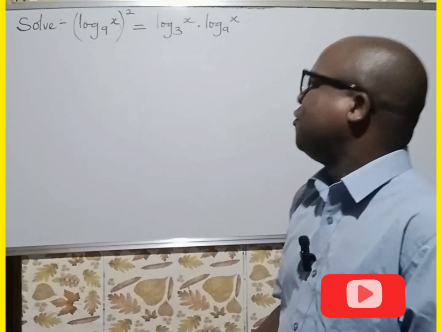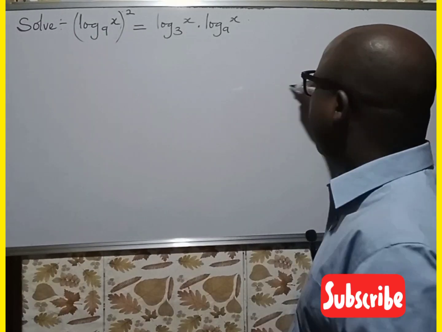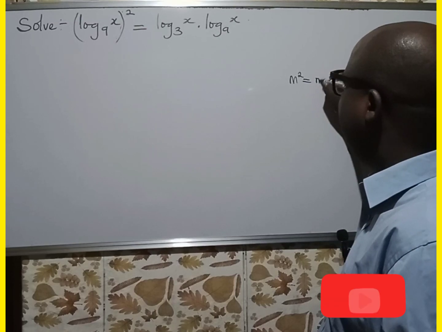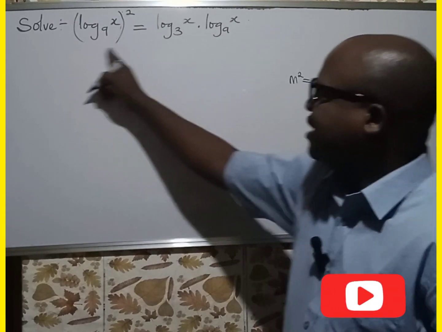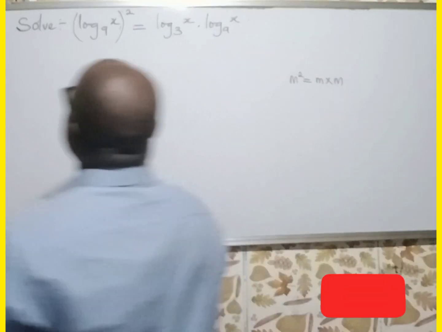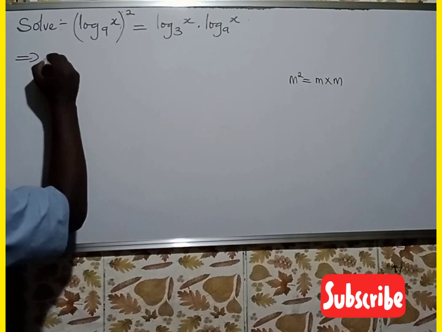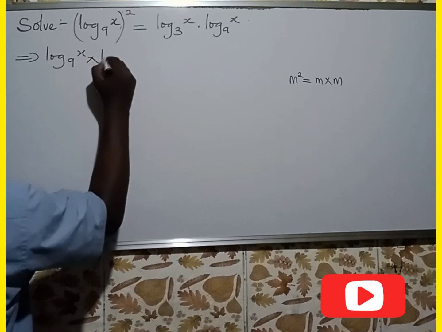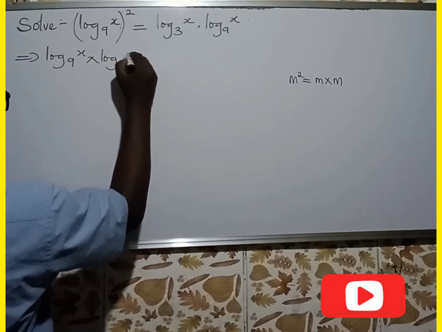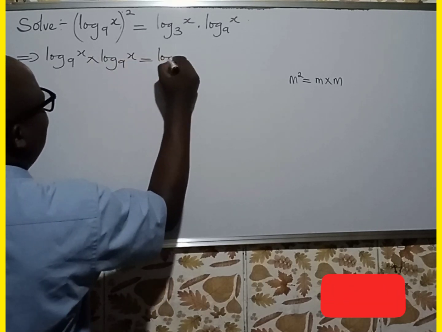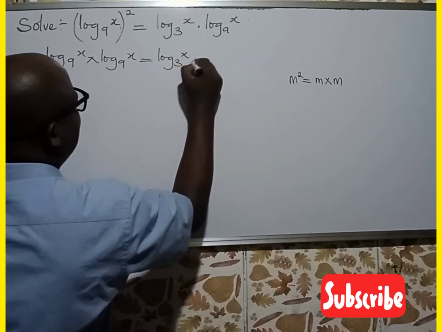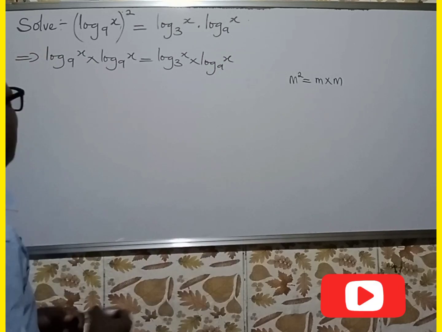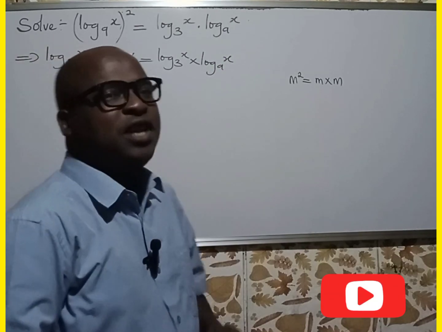Now let's start off. You should have something like this, m raised to power 2. m raised to power 2 means m times m. That is what we are going to have here. So here I am going to have log_9 x times log_9 x is now equal to log_3 x times log_a x. We have this. Where do we go from here?